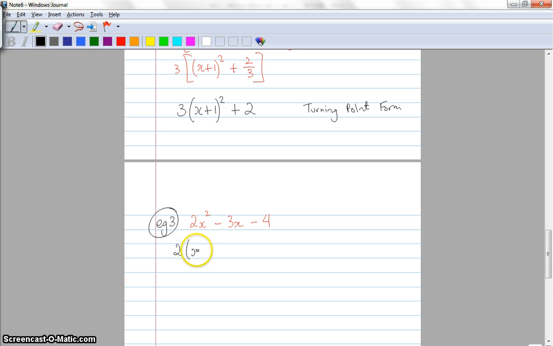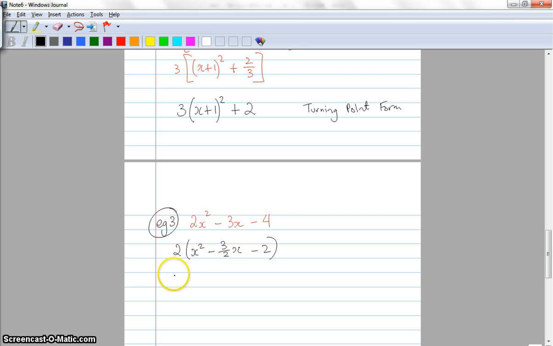And here's where things get just a little bit messy. That becomes 3 over 2 x minus 2. I would encourage you to leave it as 3 over 2. Don't turn it into 1.5, because you can move forward with 3 over 2, but 1.5 becomes a little bit trickier if you don't have your calculator.